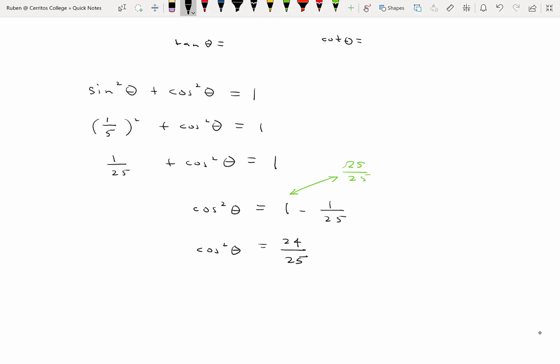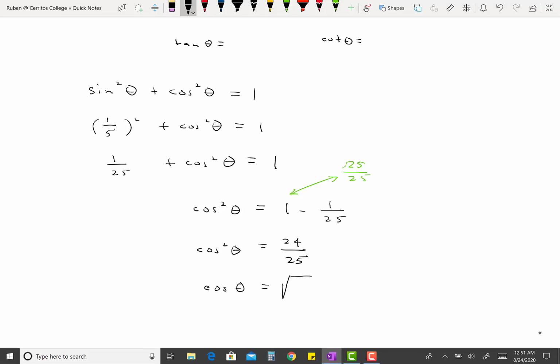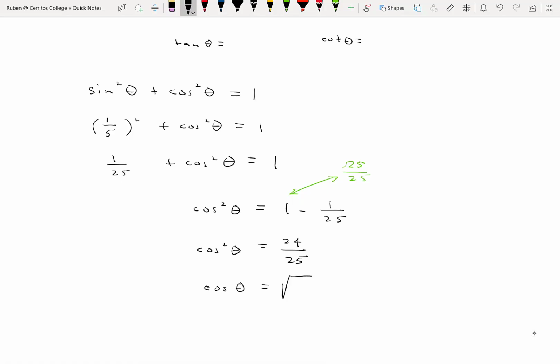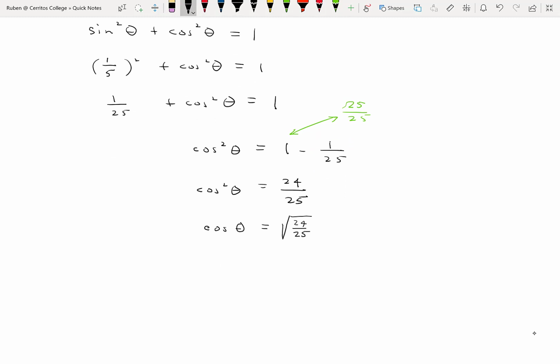And I want cosine of theta, so I'm going to take the square root of both sides. Now, the values of the 6 trig functions are positive for a while. So for us, we don't worry about the negative square root. Remember, when you take the square root of both sides in an equation, you end up with plus or minus, generally. But here, since the trig functions are all positive for right now, we only take the positive square root.